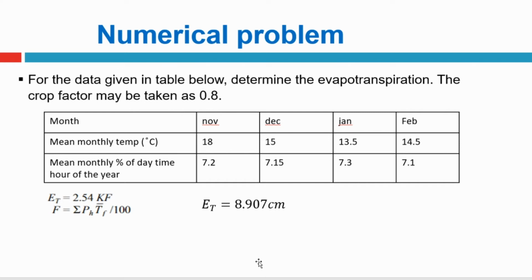In the question itself they give the mean monthly temperature: November is 18, December 15, January 13.5, February 14.5. The mean monthly percentage of daytime hours of the year is 7.2% for November, 7.15% for December, 7.3% for January and 7.1% for February. Once you have the data of pH and t, and you know the crop coefficient, we can determine the evapotranspiration. I'll show you the Excel sheet in which I have solved it.